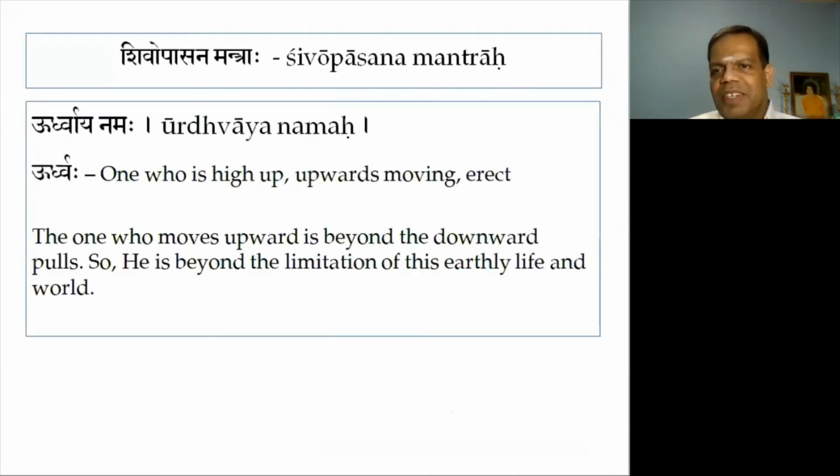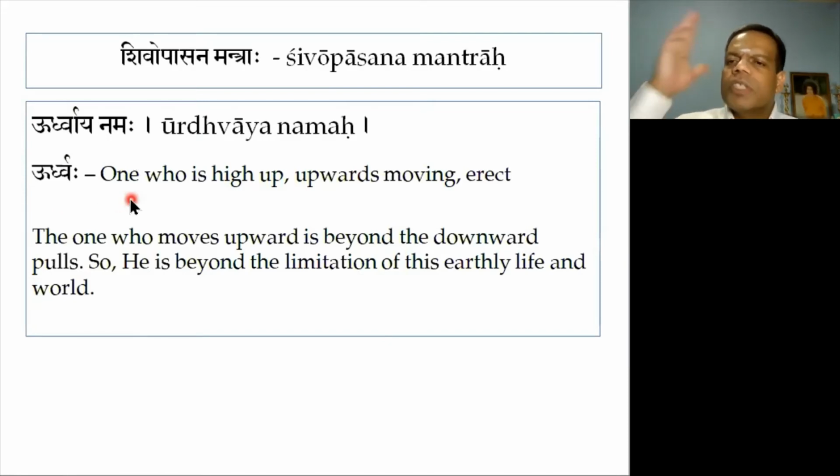We'll go to the next mantra. Urdhvaya Namaha. Urdhvaya. This dh is the fourth dha, just like in Nidhana. Urdhvaya Namaha. Again, it's the fourth vibhakti of that word urdhva. So the simple name is Urdhvaha.